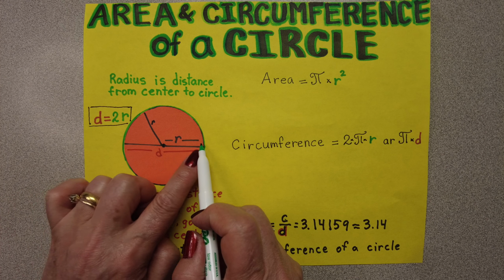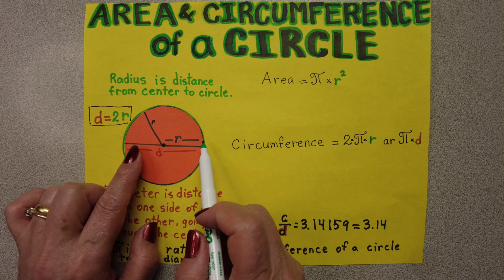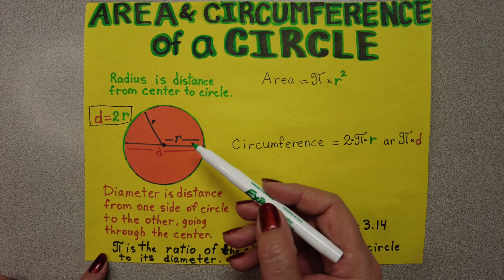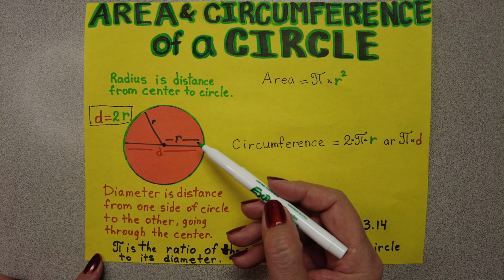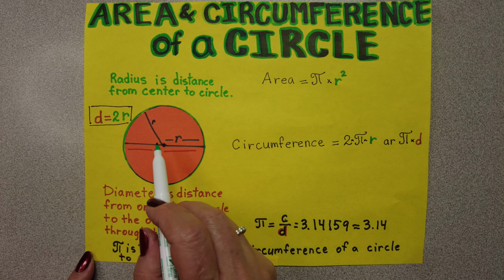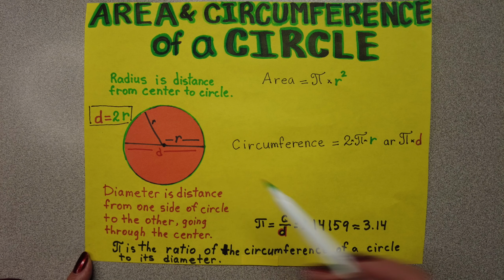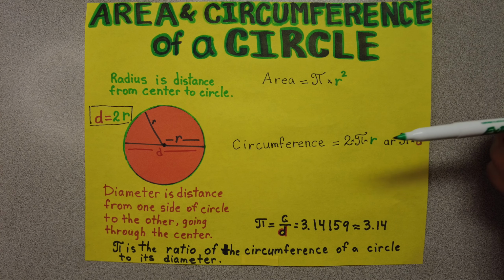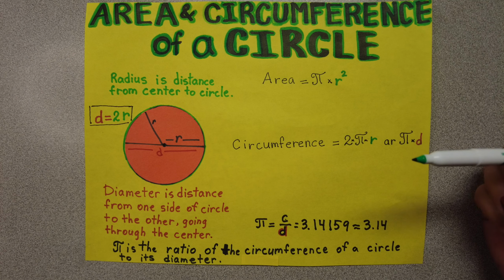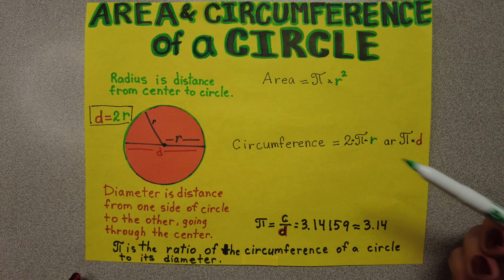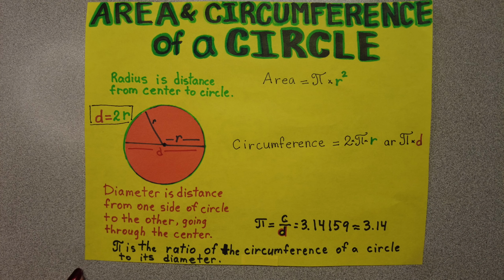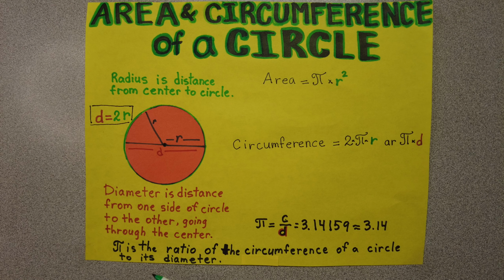Diameter is 2 times the radius. So diameter is the distance from one side of the circle to the other side going through the center. We can use diameter or radius to count the area or circumference of the circle. But we need one more important thing so we can count the area or circumference. That is pi.